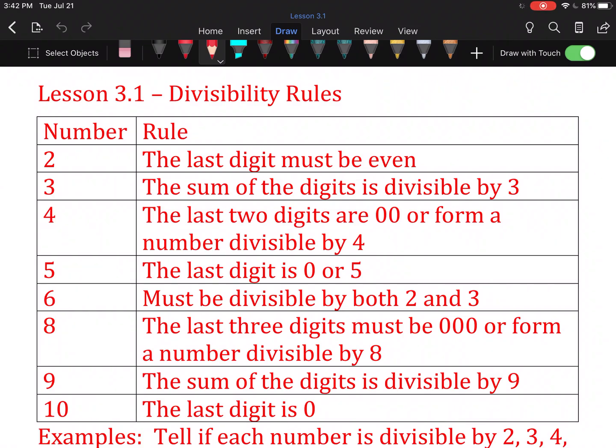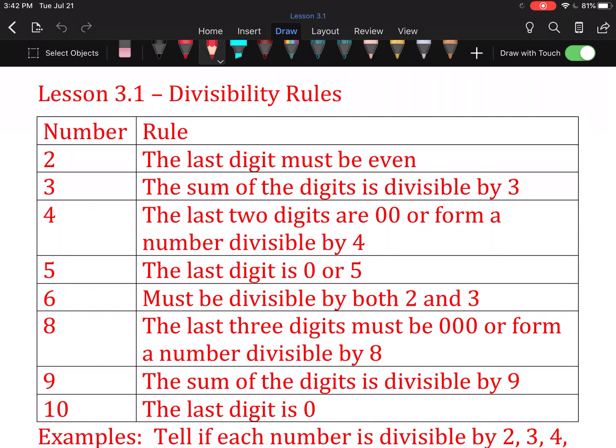Chapters 3, 4, 5, and 6 are all going to work towards and then deal with fractions. So we're going to start with divisibility rules. We're going to learn divisibility rules for the numbers 2, 3, 4, 5, 6, 8, 9, and 10. The only basic numbers we're skipping are 1, because everything is divisible by 1, and 7, because the rule for 7 is incredibly complex. No, I'm not going to go over what it is.